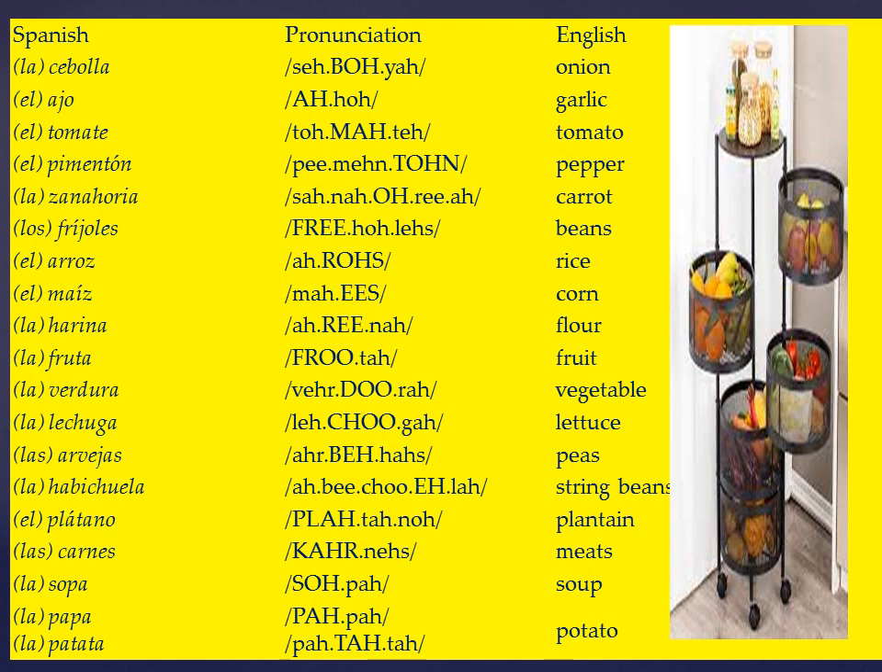Fruit is la fruta. Vegetable is la verdura. Lettuce, which is used in salads, is la lechuga. Beans is las arvejas. String bean is la habichuela. Plantain is el plátano. Meats, all sorts of meats, las carnes. Soup is la sopa, and the most lovely vegetable is potato, la papa, la patata.